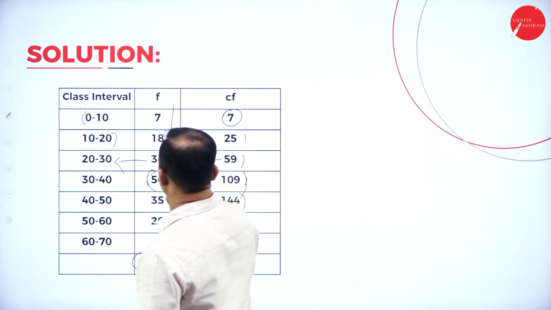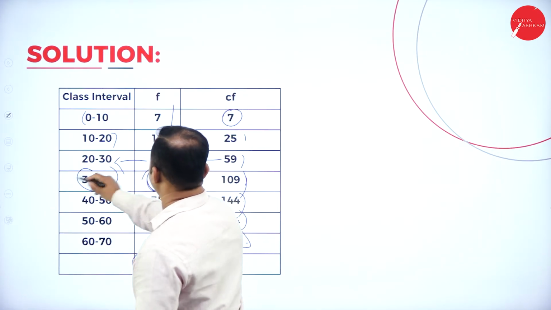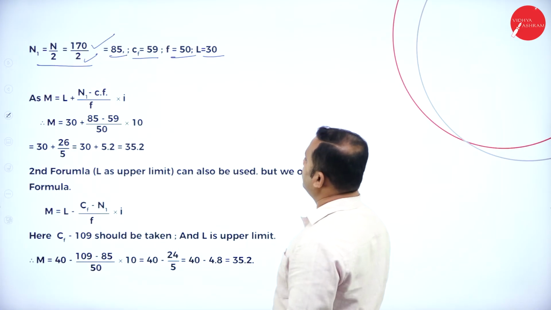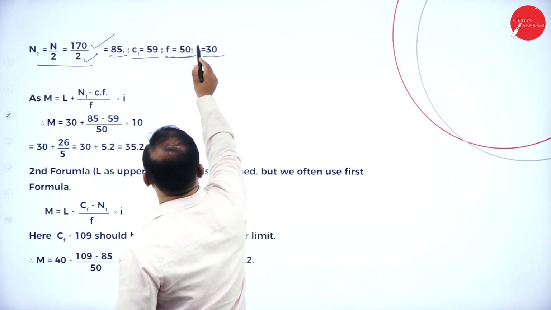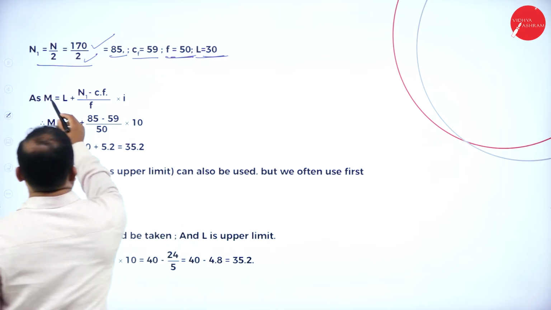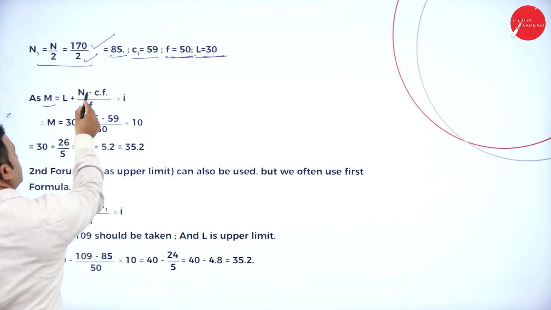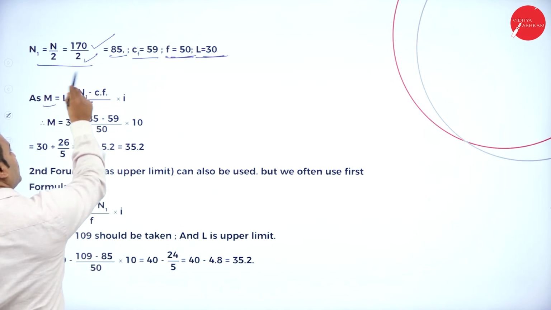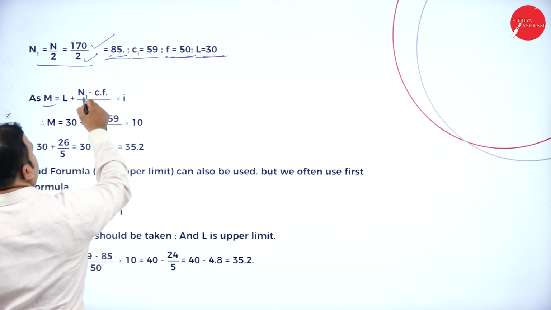50 is this and 30 is this. We have the terms like this. So f is the frequency. Frequency is 50, L is equal to 30. Median is equal to L plus N1, that is N1 is equal to N by 2, that is equal to 85.